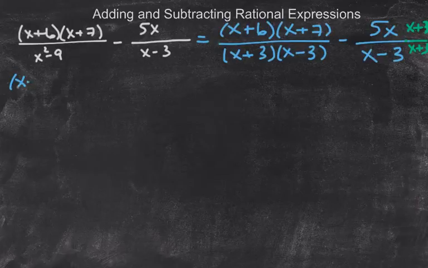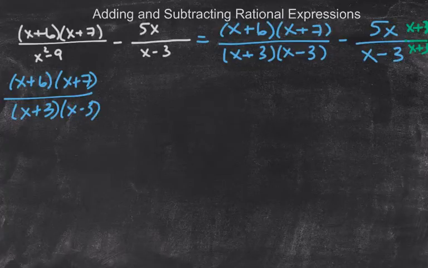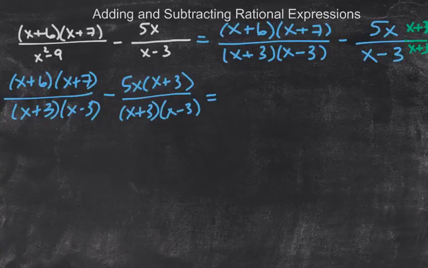So my first rational expression remains the same, x plus 6 times x plus 7 over x plus 3 times x minus 3. My second expression now has a denominator that is also x plus 3 times x minus 3, but my numerator is now 5x times x plus 3. So before I subtract here, what I'm going to do is just distribute that 5x. I'm also going to multiply x plus 6 times x plus 7 because I know that I'll want to combine like terms in my numerator.